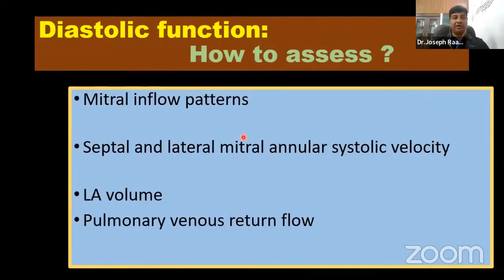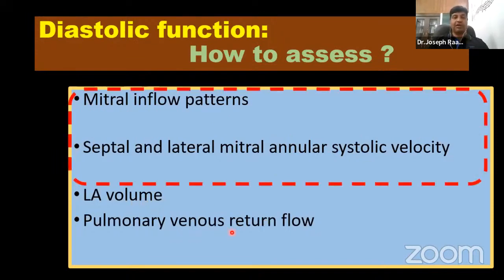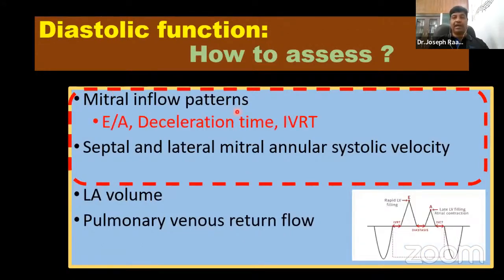So how are we going to do that? The comprehensive echo deals with so many patterns: your mitral inflow patterns, annular systolic velocity assessment, LA volume, pulmonary or hepatic venous return. But as a bedside tool, we are concentrating only on these two parameters. The one is mitral inflow patterns. As the name suggests, we are going to analyze the inflow at the mitral valve so that we get these two waves, E and A.